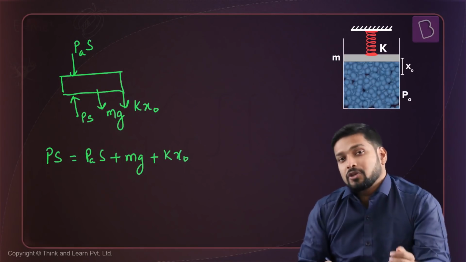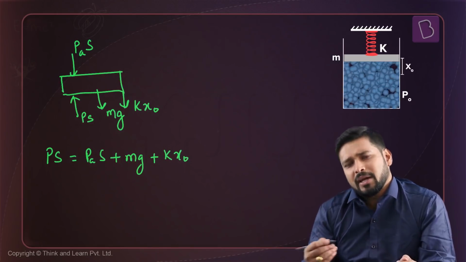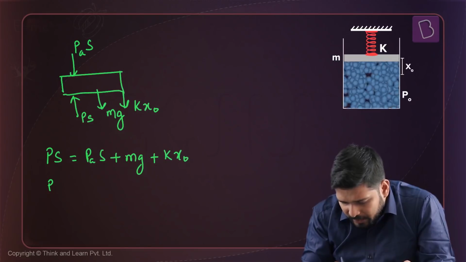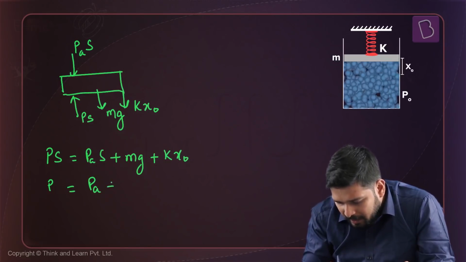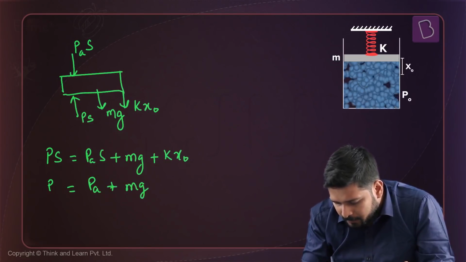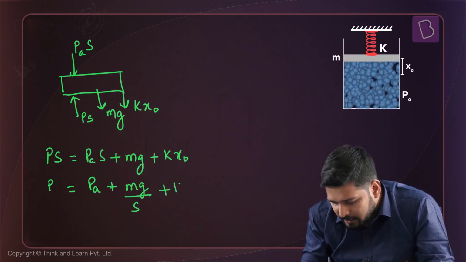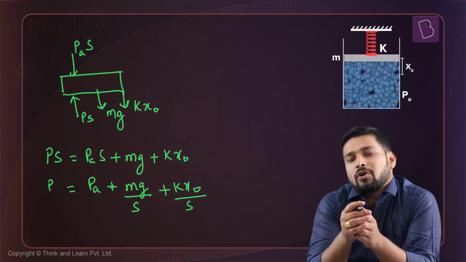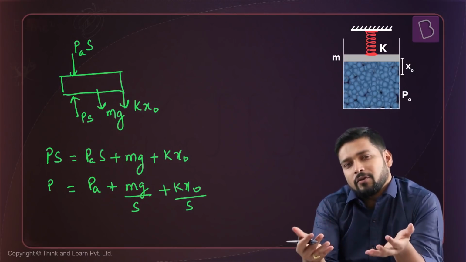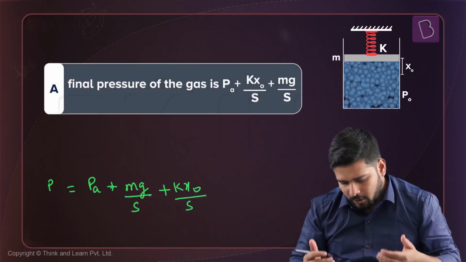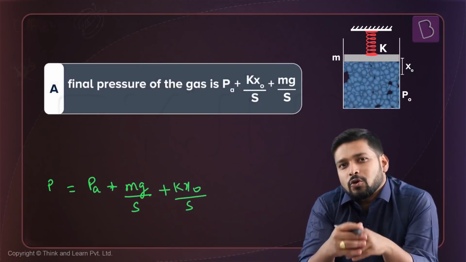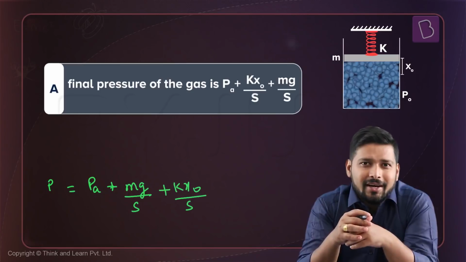But I need an expression of pressure, so I have to divide the entire thing by area. So S is the area that's given to us in the problem. So P equals PA plus mg upon S plus kx naught upon S. So this is the expression of the final pressure of the gas that we have got. Now let us look at the option, and yes, it's exactly the same expression, so our option A is correct.